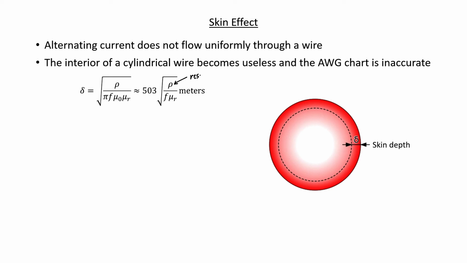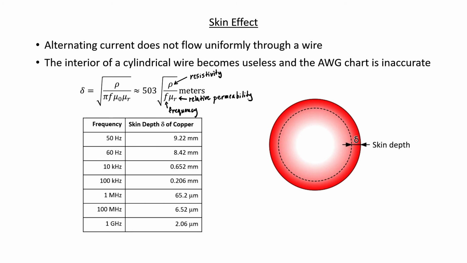The skin depth is a function of the resistivity of the particular metal conductor, the operating frequency, and the relative magnetic permeability. For copper, the relative permeability is nearly 1. Let's look at some examples here. At a frequency of 50 hertz, the skin depth of copper is about 9.22 millimeters. That means that if you have a conductor with a diameter, say, more than about 20 millimeters, the center of that conductor is not going to carry very much of the current.